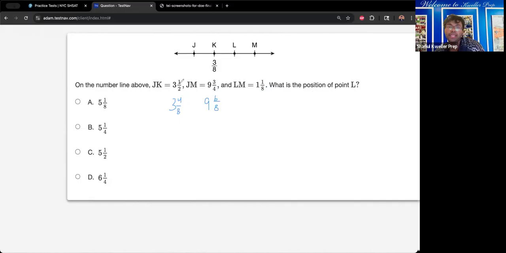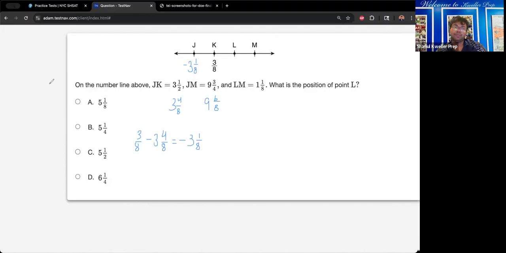First, let's go back. JK is 3 4/8, so we have to go back 3 4/8. So that's 3/8, which is the position of K, minus JK. And JK is 3 4/8. This should be negative 3 1/8. So J is negative 3 1/8.